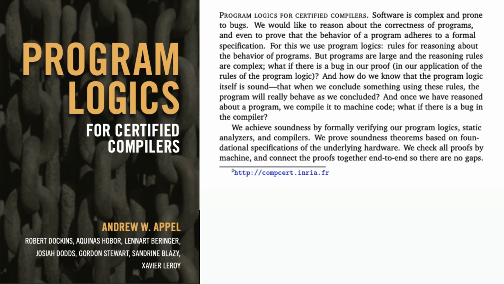And once we have reasoned about a program, we compile it to machine code. What if there is a bug in the compiler? We achieve soundness by formally verifying our program logics, static analyzers, and compilers. We prove soundness theorems based on foundational specifications of the underlying hardware. We check all proofs by machine and connect the proofs together end to end so there are no gaps.